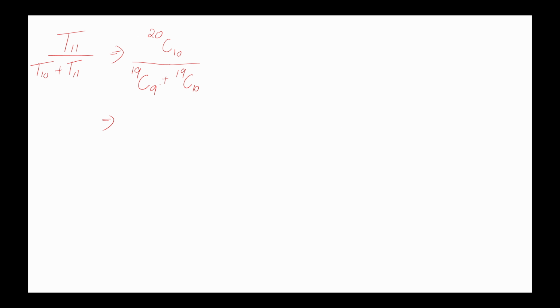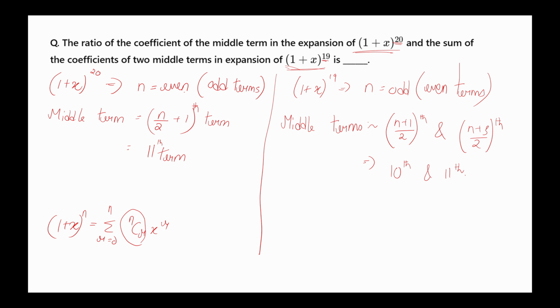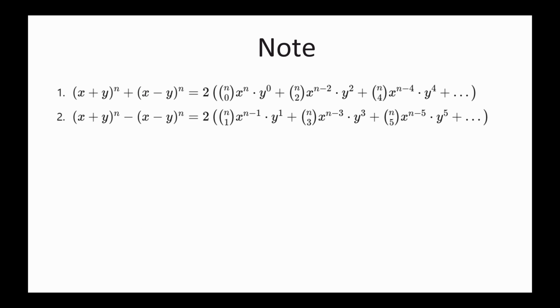Now I hope you all remember we had studied this identity: nCr plus nC(r-1) is equal to (n+1)Cr. So now I can apply this here below. So I would be left with 20C10 upon 20C10 again. So from here this becomes 1 and this is our answer. So our ratio is 1. So this is how middle term and ratio questions are done.